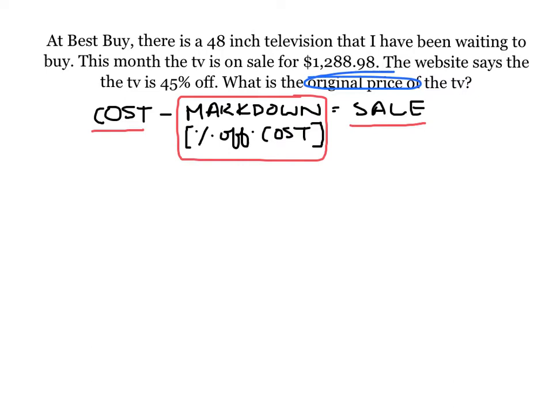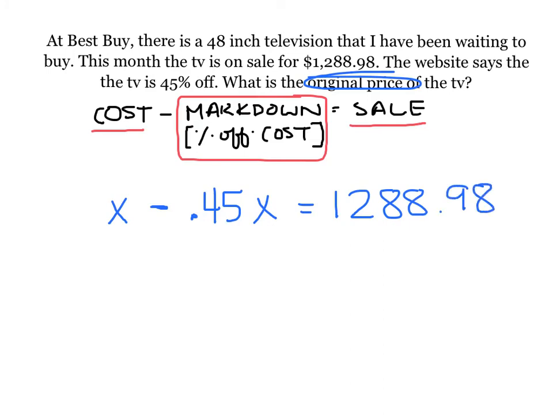So in this specific case, cost is going to be our unknown of x. We are going to subtract the percent off, or 45%, times the cost, which we do not know, and that is going to equal our sale price of $1,288.98.